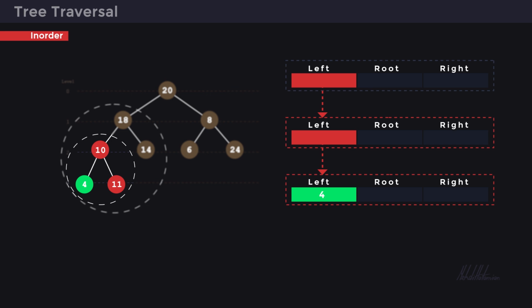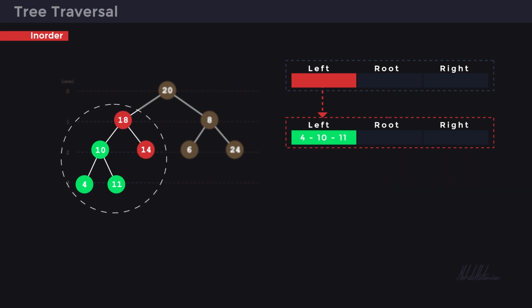Then we go back up and visit its parent node, which is the value of 10, and add it to the root position of the list. Lastly, we visit the right child, which is 11, and add that to the right position of the list. This gives us a complete set for this small subtree, 4, 10, and 11. Now we place this whole group into the left position of the previous list we were processing.